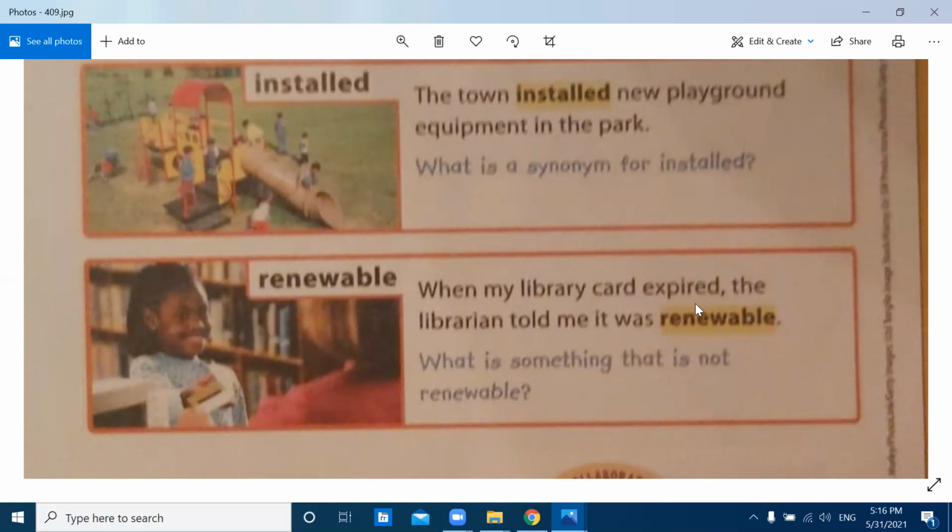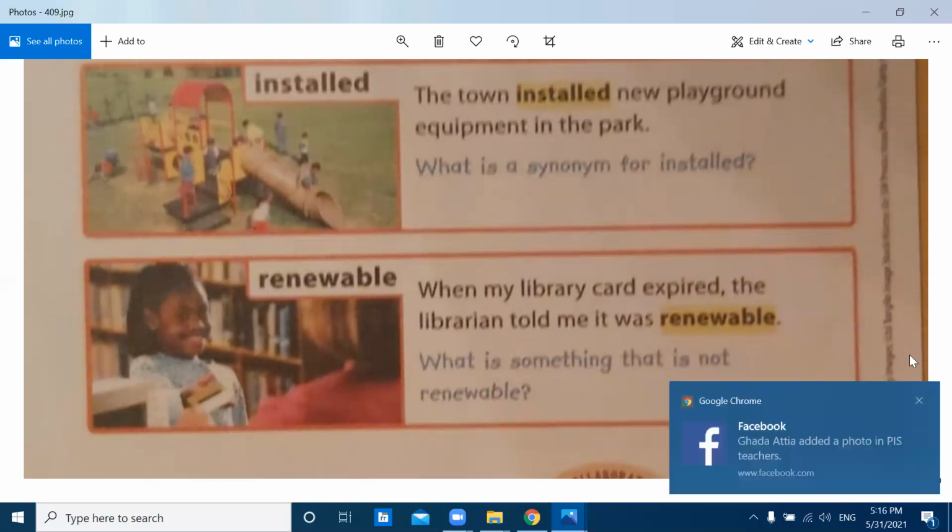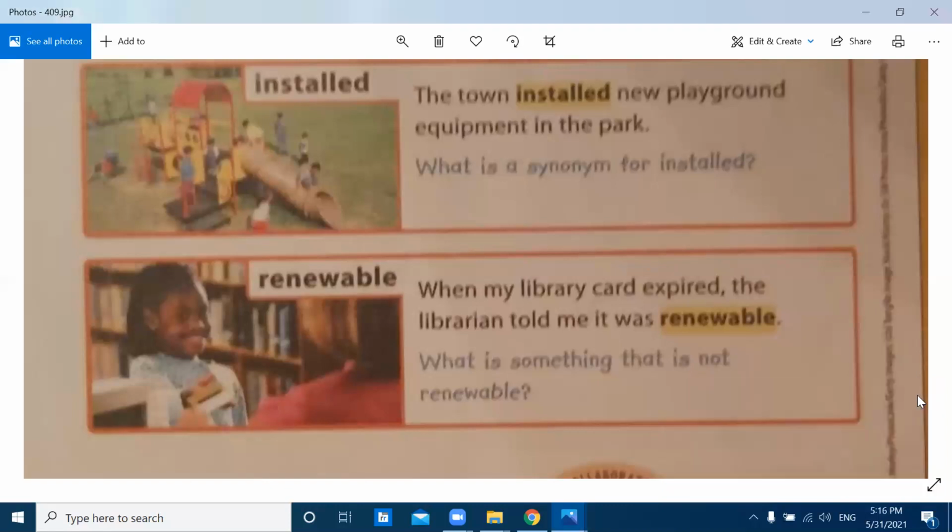When my library card expired, the librarian told me it was renewable. That means she can go back and get a new card after her current one expires.